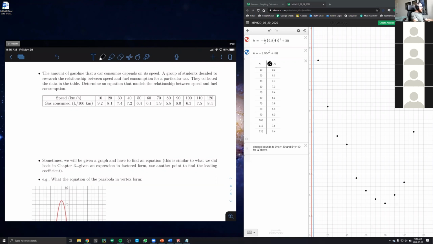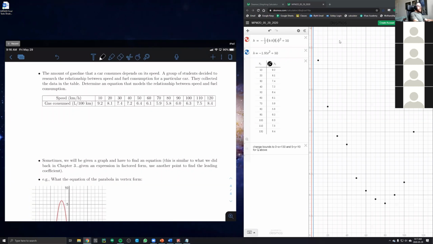And so these students, they collected a bunch of data. So I guess they drove at a certain speed, so 10 kilometers per hour, 20, 30, 40, so on and so on. And then they measured the fuel consumption in liters per 100 kilometers, okay? So they found when you're driving really slow, the fuel consumption is high. But then as you progress, the fuel consumption gets a little bit better. It seems like 80 is a tipping point, right? At 80, our fuel consumption is at 5.8, which is the minimum fuel consumption. And then when we start increasing our speed beyond 80, our fuel consumption then goes back up, okay?